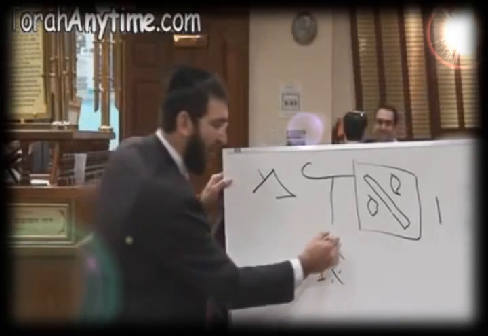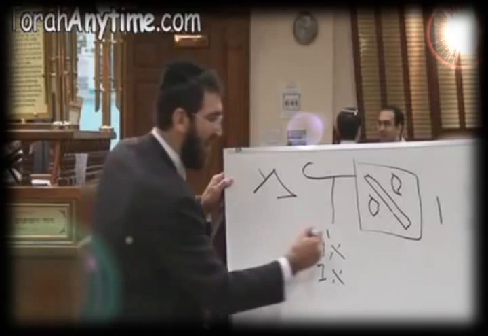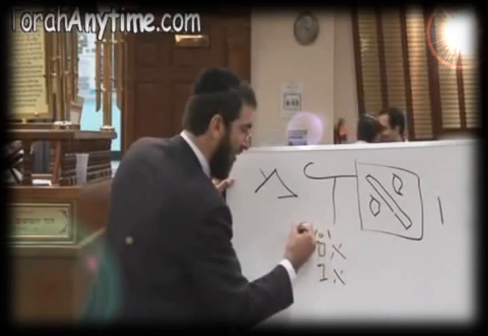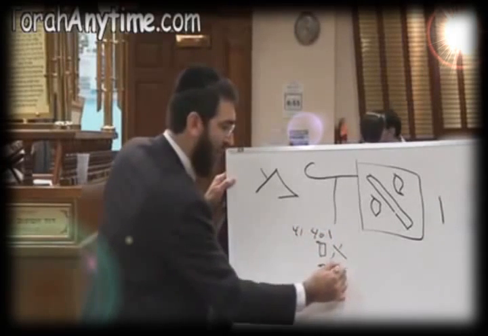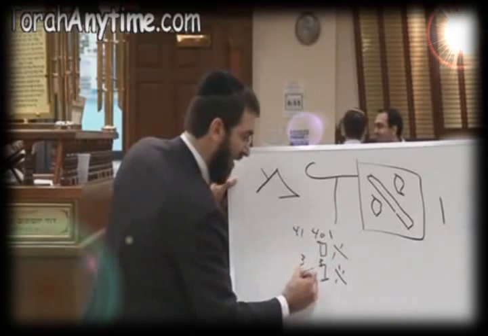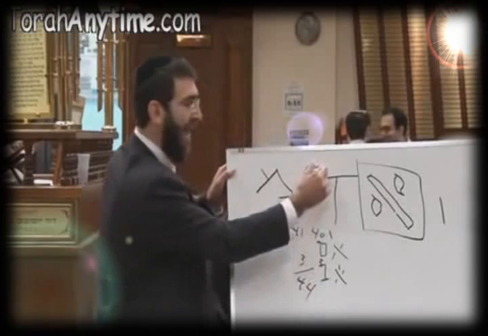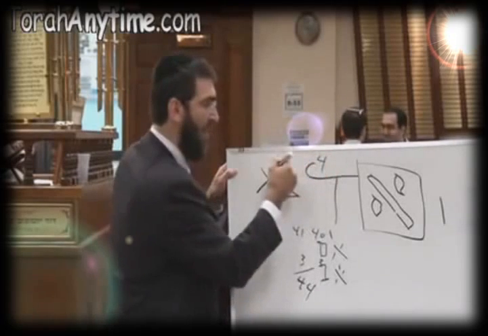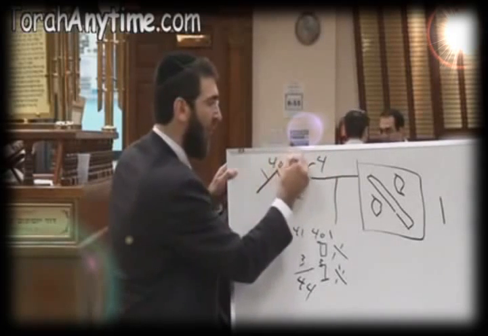Numerical value of Aleph is what? 1. Numerical value of Mem is 40, 41. Numerical value of Aleph, 1. Numerical of Beit, 2. It's 3. What do we see? 44. That's interesting. Dalet, numerical value, 4. Mem, numerical value, 40. 44.